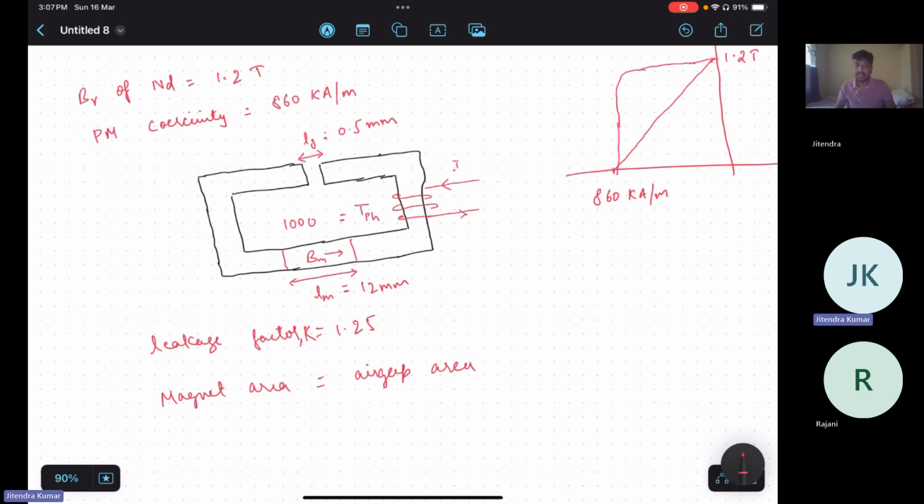We have to calculate the relative permeability of the magnet, mu r.